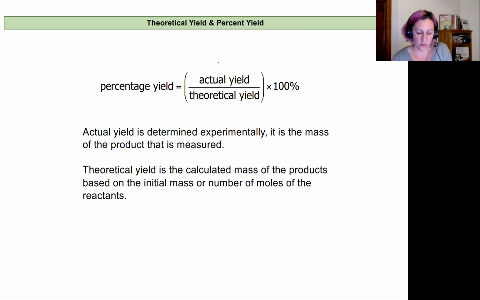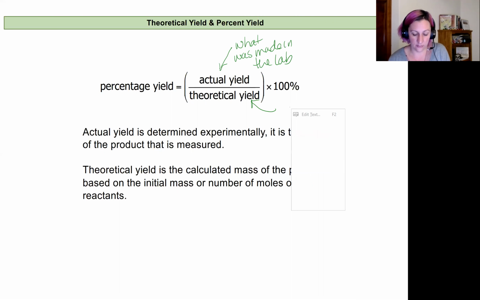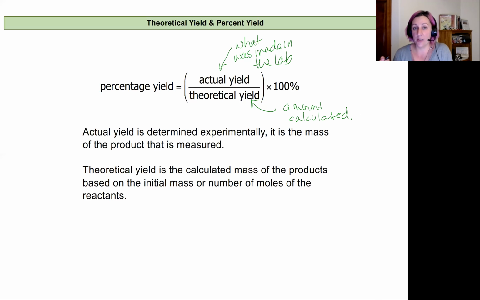So that actual yield is what was made in the lab. And the theoretical yield is the amount that was calculated using a stoichiometry problem. So before we do a reaction, we'll calculate how much we expect to make. That'll be our theoretical yield. Then we'll go do the experiment and we'll isolate it and we'll weigh it.